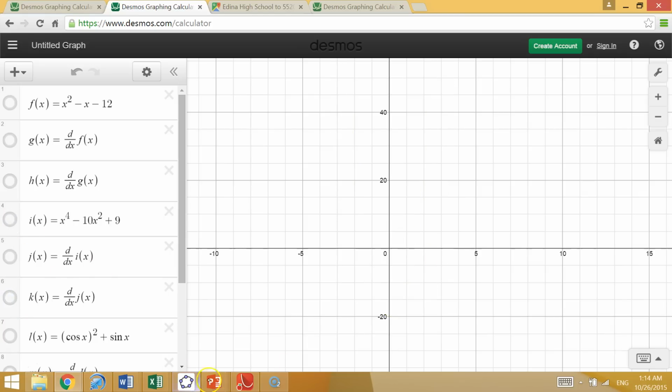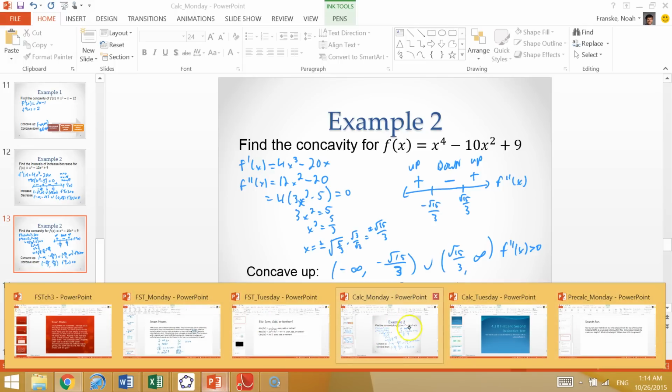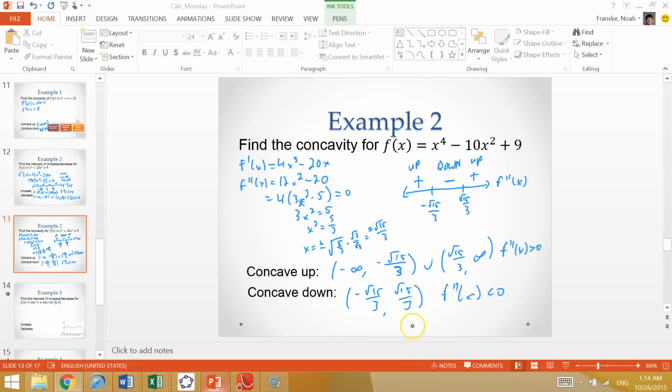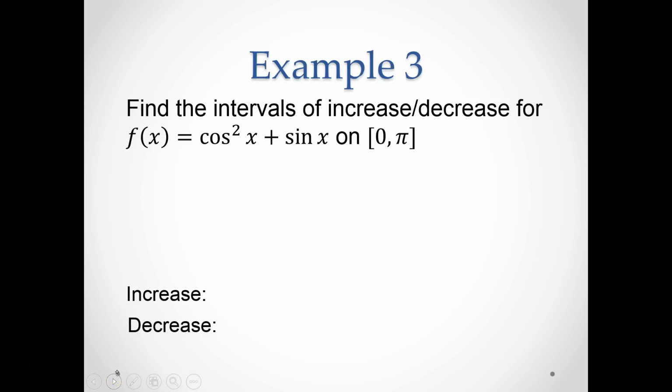All right, let's go back to our examples. Here we got one more example. Got a trig one. So we got f of x is cosine squared x plus sine x. And we're just looking at 0 to pi.